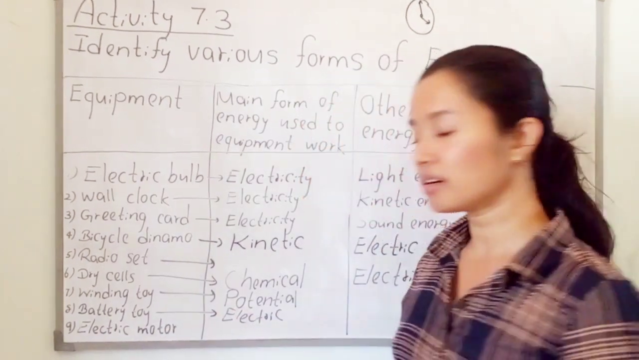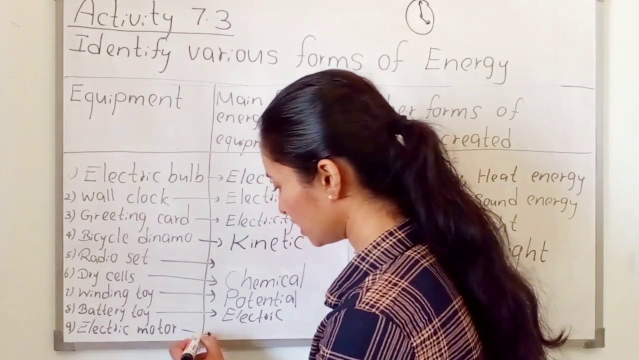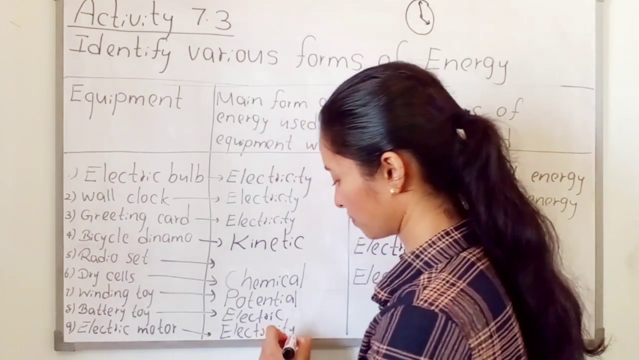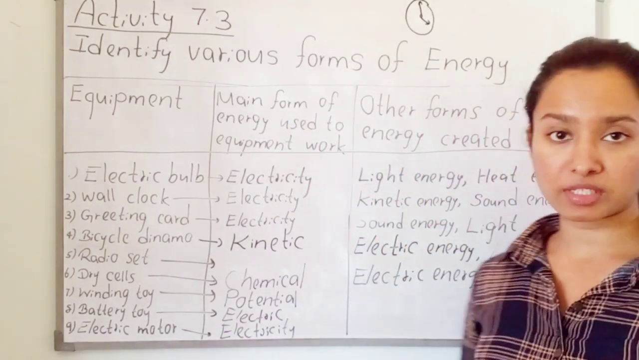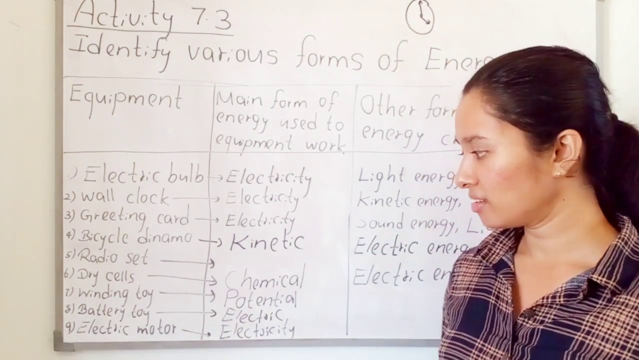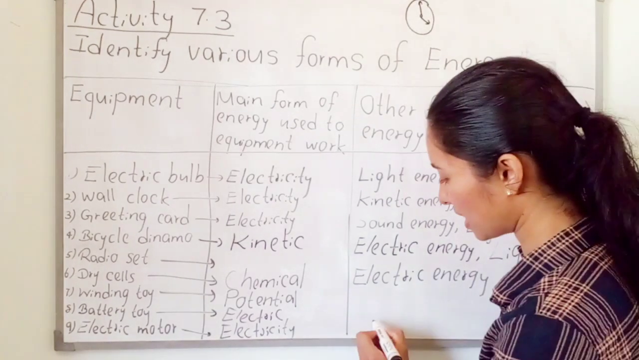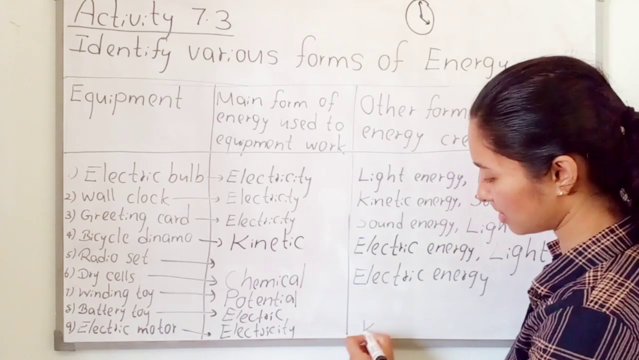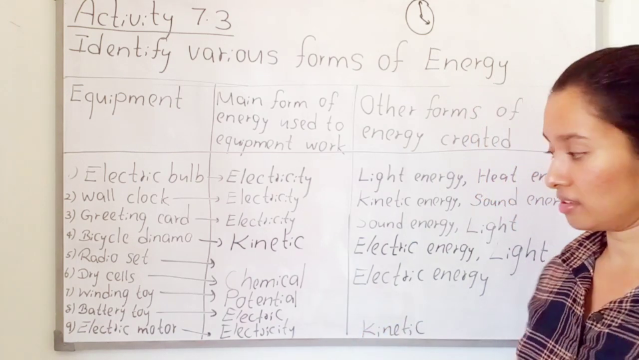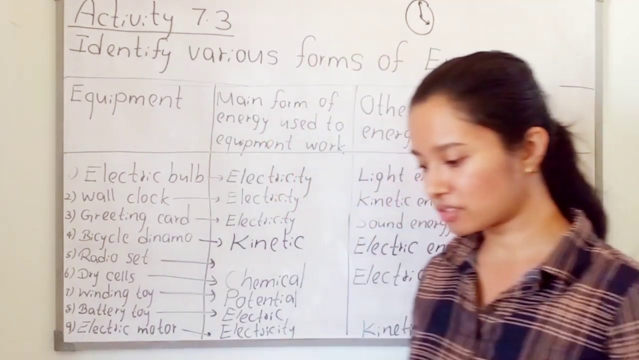Then, electric motor. For the electric motor, we need electricity. So, from the electricity, the motor is working. Then, what are the other forms of energy created? So, this is the motor. The motor is rotating. So, here we can write kinetic energy, Chalaka Shaktiya. Okay, the last one, I have no space to write.